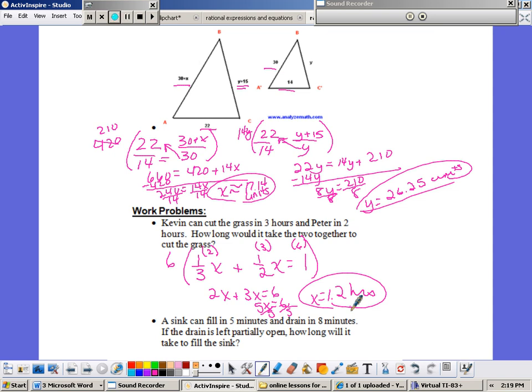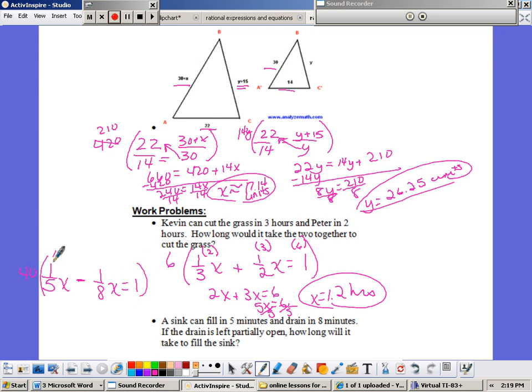A sink can fill in 5 minutes and drain in 8 minutes. If the drain is left partially open, how long will it take to fill the sink? Well, a sink can fill in 5 minutes, so it can do 1/5 of the job in a minute. We are draining, so they're working against each other, in 8 minutes, so it can do 1/8 of the job in a minute. We don't know the time together, but we're doing one job.